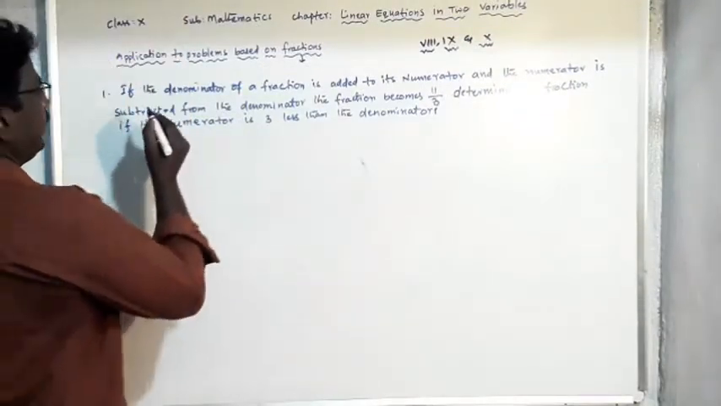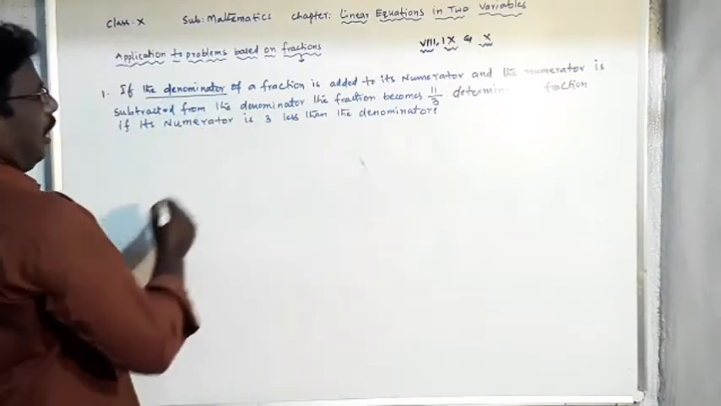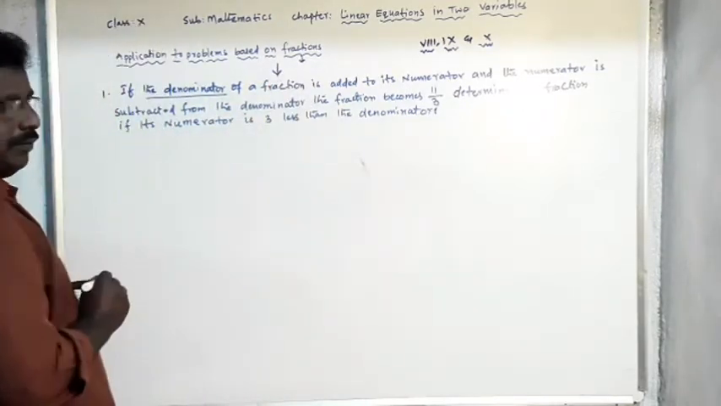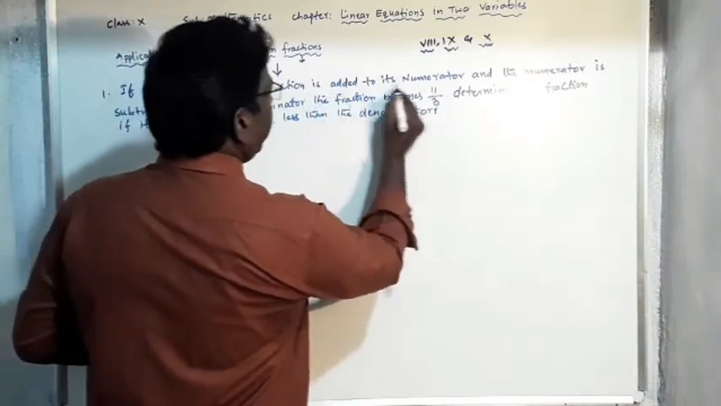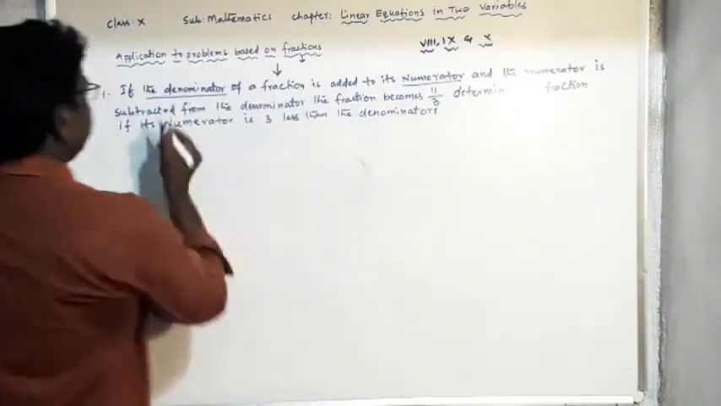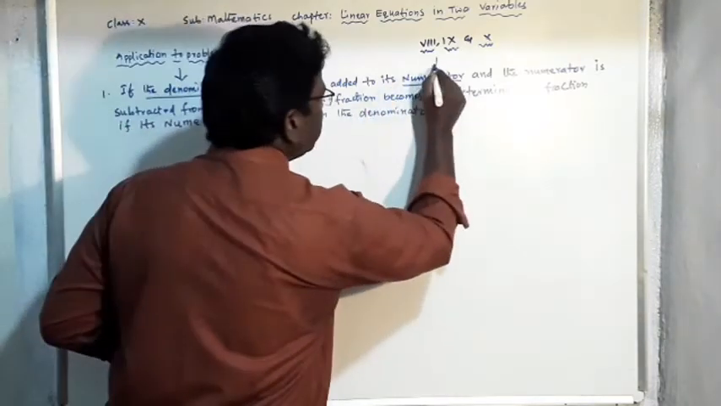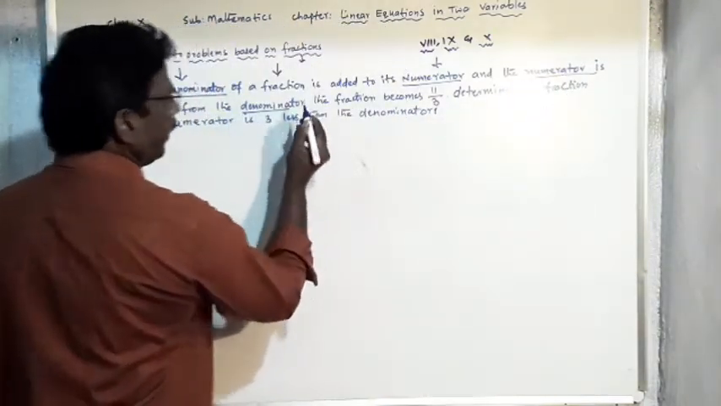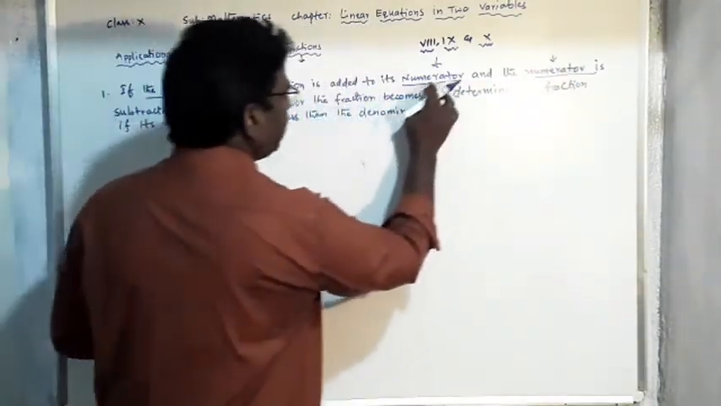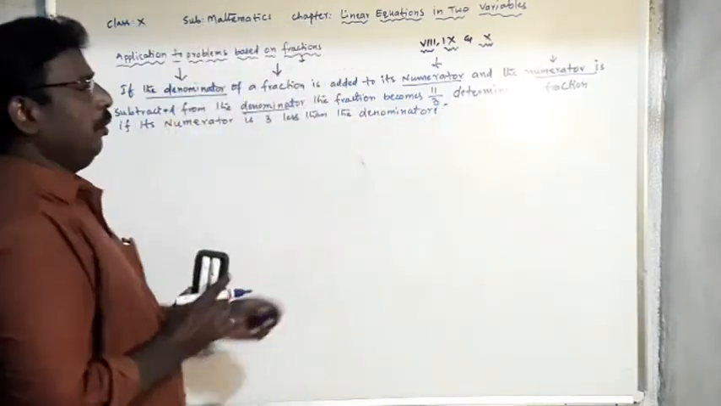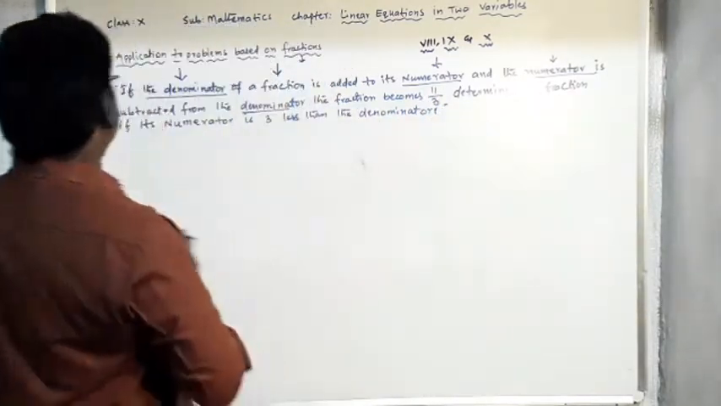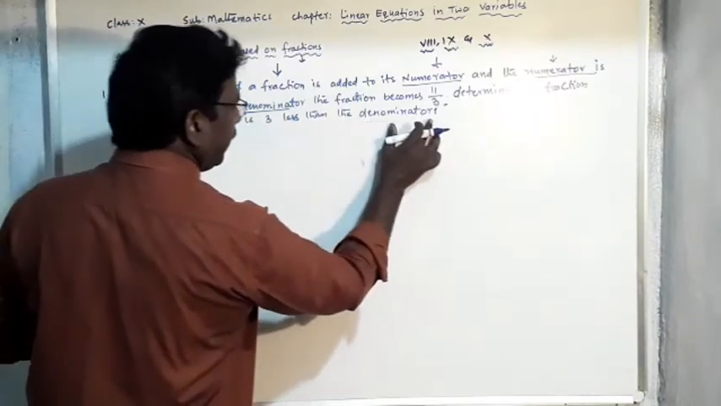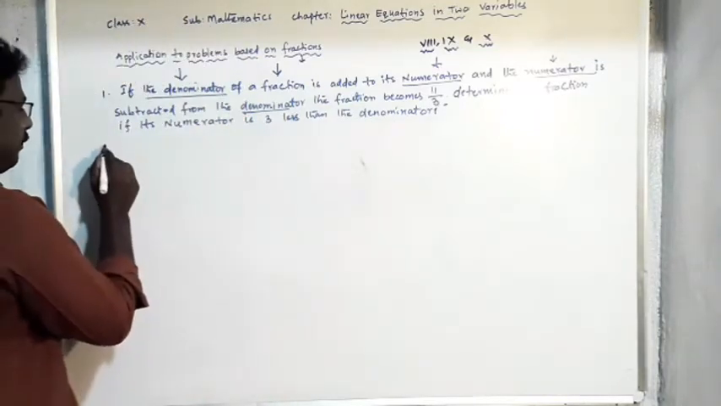Look here, children. The denominator of a fraction, this is the required one, is added to its numerator. This denominator and numerator, you can add them, and the numerator is subtracted from the denominator. Now we are subtracting numerator from denominator, then the fraction becomes 11/3. Now he is asking to determine the fraction if its numerator is 3 less than the denominator.